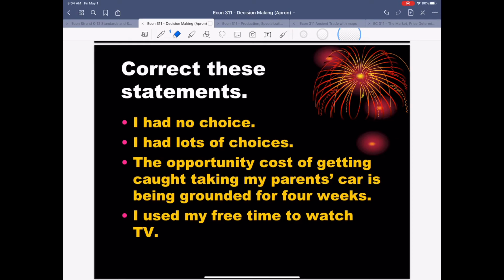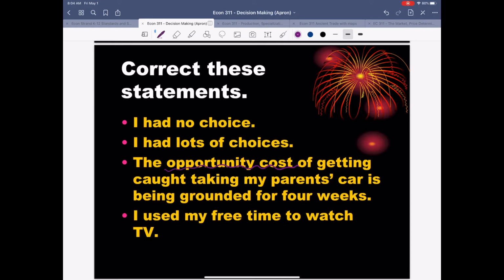The third statement, "The opportunity cost of getting caught taking my parents' car is being grounded for 4 weeks." That's an important distinction because the opportunity cost is the choice you did not make. It is the alternative given up. So in this case, the consequence of getting caught was being grounded for 4 weeks. The opportunity cost is not the same as the consequence. The consequence is something that happens after the decision is made. The opportunity cost is what is given up at the time a choice is made.